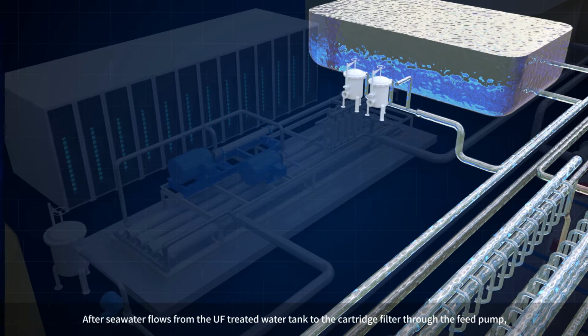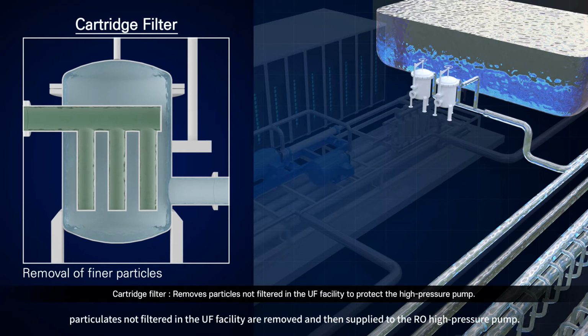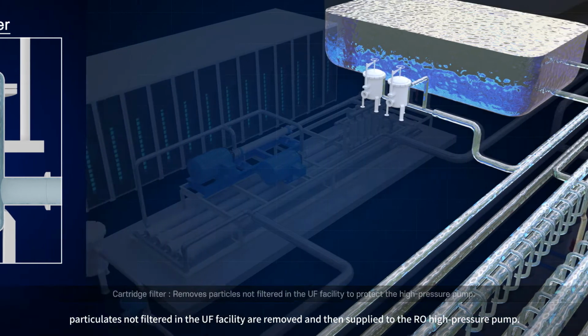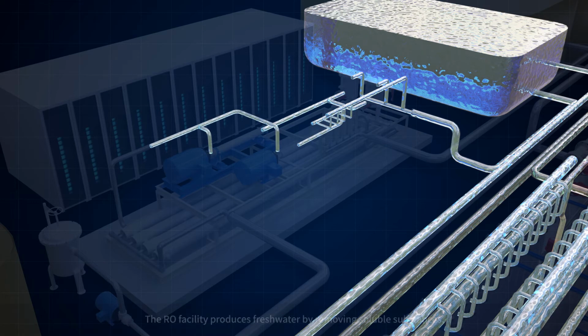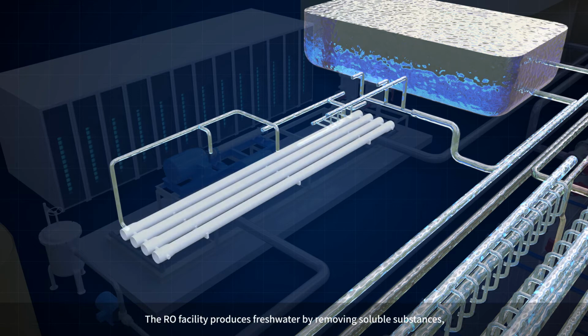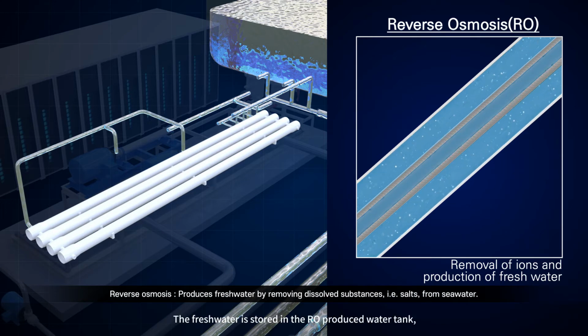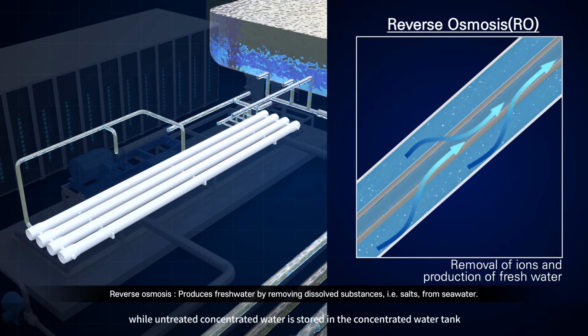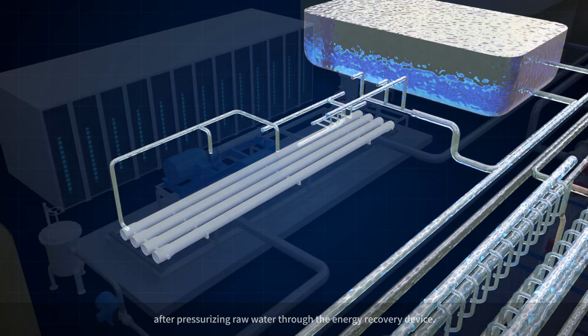After seawater flows from the UF-treated water tank to the cartridge filter through the feed pump, particulates not filtered in the UF facility are removed and then supplied to the RO high-pressure pump. The RO facility produces fresh water by removing soluble substances, specifically salts, from seawater pressurized through the high-pressure pump. The fresh water is stored in the RO-produced water tank, while untreated concentrated water is stored in the concentrated water tank after pressurizing raw water through the energy recovery device.